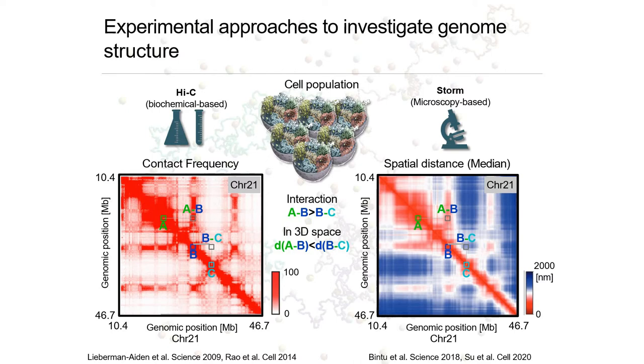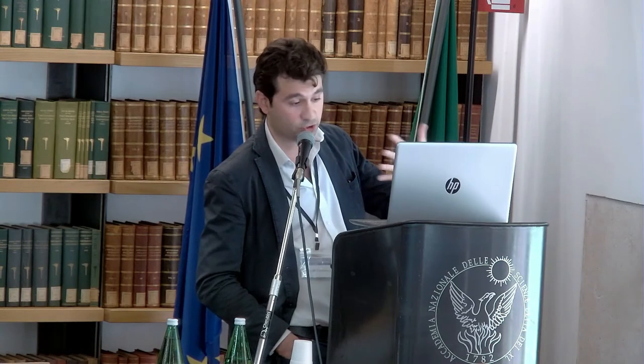So if we consider three points, for instance A, B, C that you see along this diagonal here, this pixel will measure the contact frequency of A with B, this one analogously the contact frequency of B with C, and of course, as we can see from this color scheme, the interaction of A with B is higher than B and C. Accordingly, in 3D space, the distance between A and B is shorter than the distance between B and C. So of course the two technologies give specular information. Now this is just to tell you which kind of data we deal with.